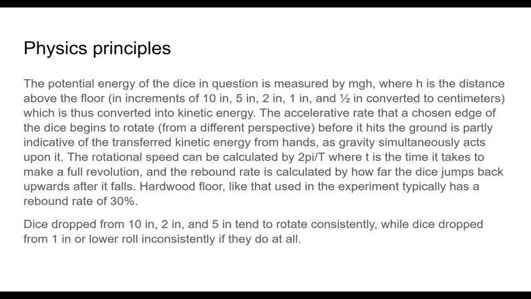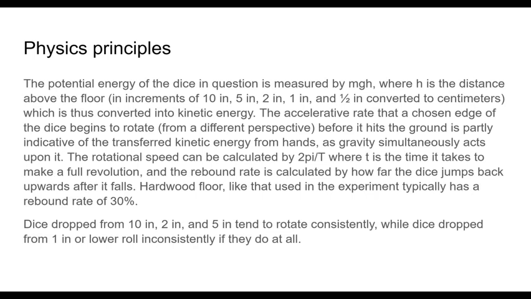Physics principles. The potential energy of the dice in question is measured by mass times gravity times h, where h is the distance above the floor in increments of 10 inches, 5 inches, 2 inches, 1 inch, and a half inch, converted to centimeters, which is thus converted to kinetic energy.